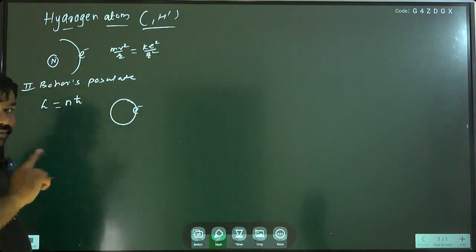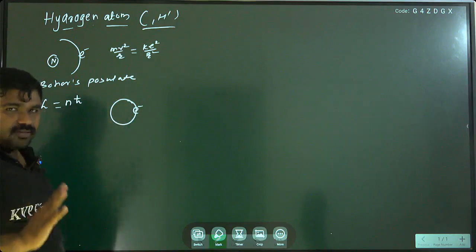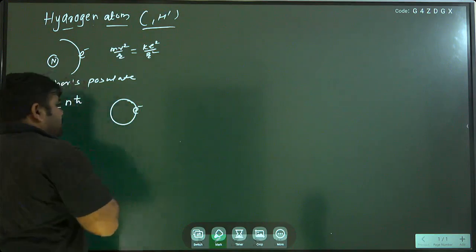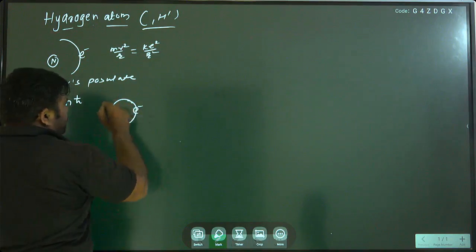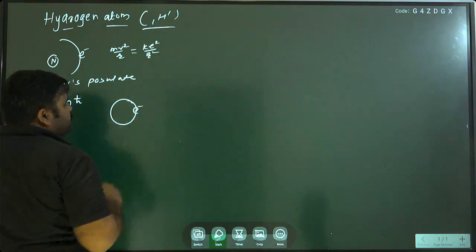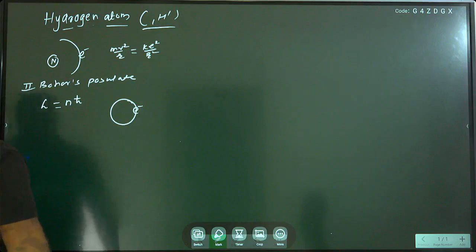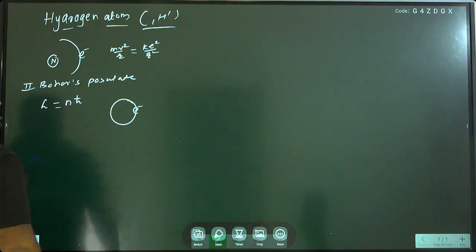Why does it move only in those orbits? Because when the electron moves in these orbits, there is no loss of energy. In this state, we can say it is in a stationary state. Stationary state means the electron moves only in this orbit and energy is not lost. Then what happens? The electron does not fall into the nucleus. This orbit is known as a stationary orbit.